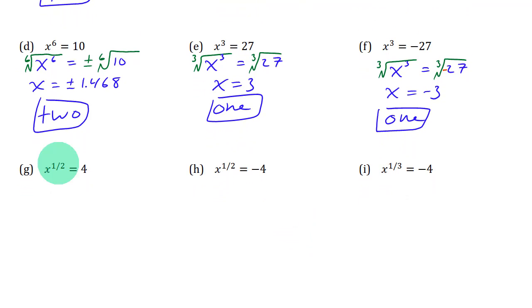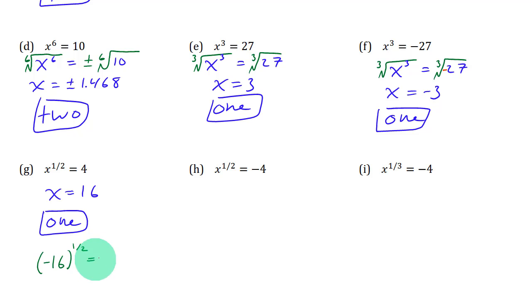Okay, now x to the power 1/2 equals 4. You can square both sides, and you'll get 16. So that's just one solution. Negative 16 doesn't work, because if you were going to plug in x equals negative 16 into that, that's going to be the square root of negative 16, which is undefined.